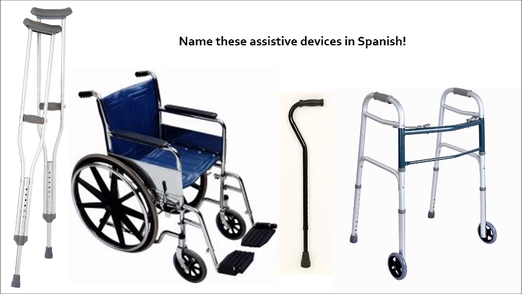The next slide just has pictures of different assistive devices, just to go over the vocabulary words that we just used in the last slide. Going from left to right, you have your crutches, las muletas, and we have the wheelchair, una silla de ruedas, the cane, el bastón, and the walker, una andadera. Una andadera could be just a general walker without the wheels. You can be more specific, una andadera con ruedas. Walker with wheels is when you might indicate the little wheels on the front.